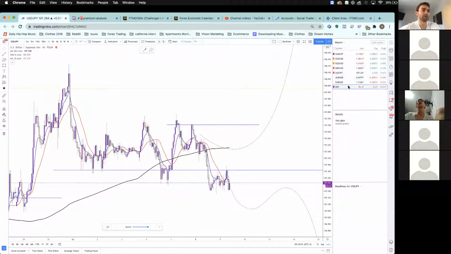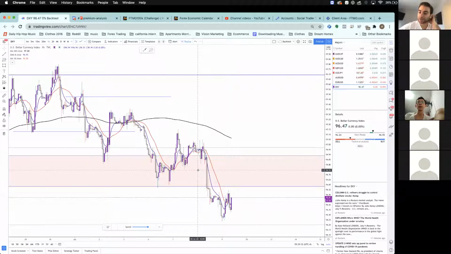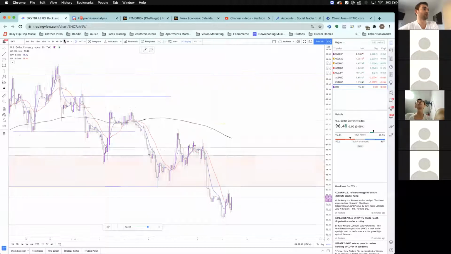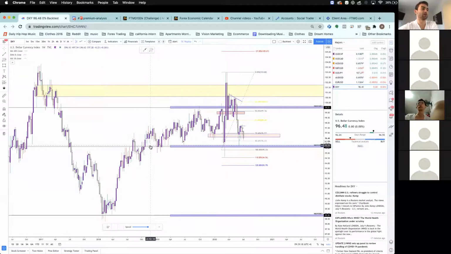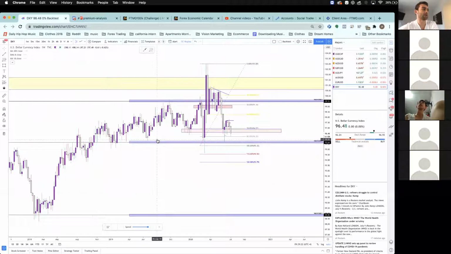Let's go over to DXY. For you guys that don't know what DXY is or why we look at DXY, DXY is the dollar index. So it is basically the value of the US dollar. This is a very important chart. I didn't look at this chart for the longest time when I first started trading, but now I pretty much look at it every single day. So you can understand the significance of looking at this chart.